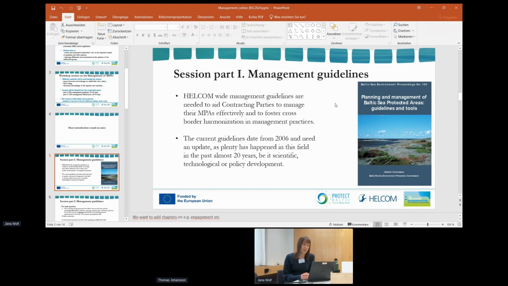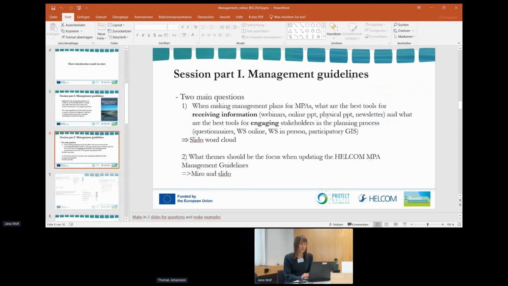The last time HELCOM had management guidelines on MPA is almost 20 years ago. So they're a bit outdated, but they are a very valuable tool to aid the contracting parties to manage their MPAs well and effectively, and to foster a harmonized way to proceed with management practices. So we have here two main questions. The first question is, when making management plans for MPAs, what are the best tools for receiving information? And what are the best tools for engaging stakeholders in the planning process?